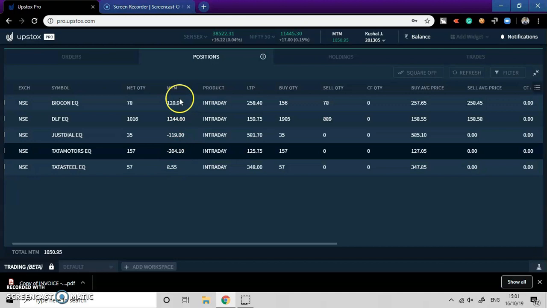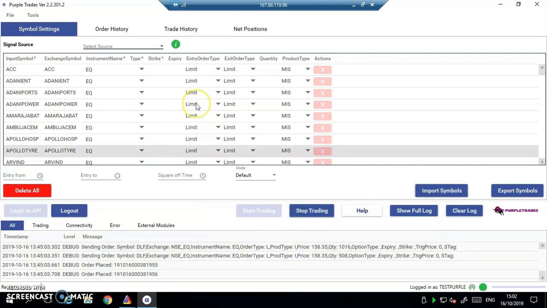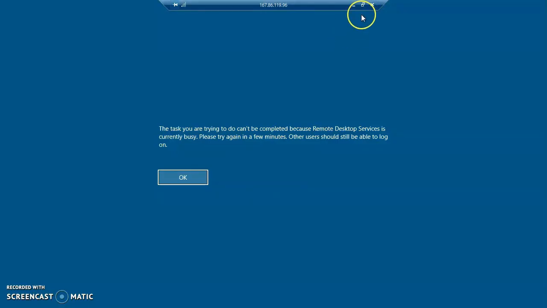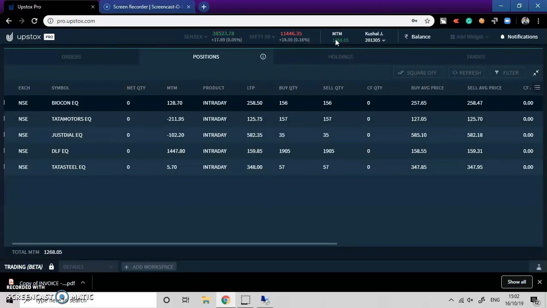So at 3 o'clock I want to square off my position, so I'll go to my VPS, and I can just click on square off all, and within a single click all these positions will be squared off. Currently you can see that I've squared off all, and I've booked a profit of 1268. So compared to yesterday, I feel much better right now because I made 1200. Yesterday I lost 2000.